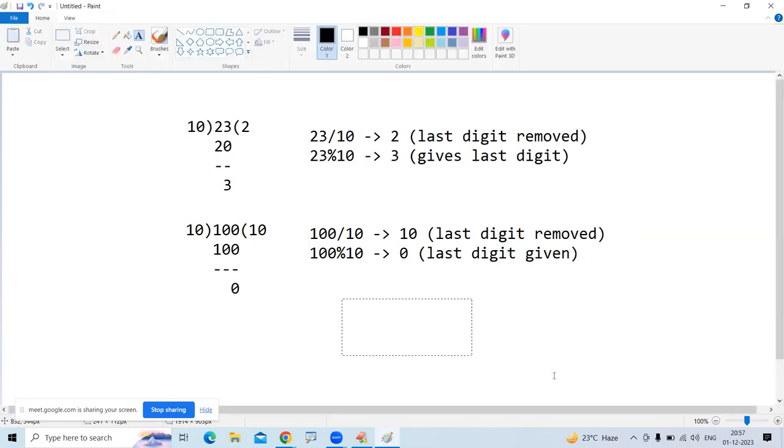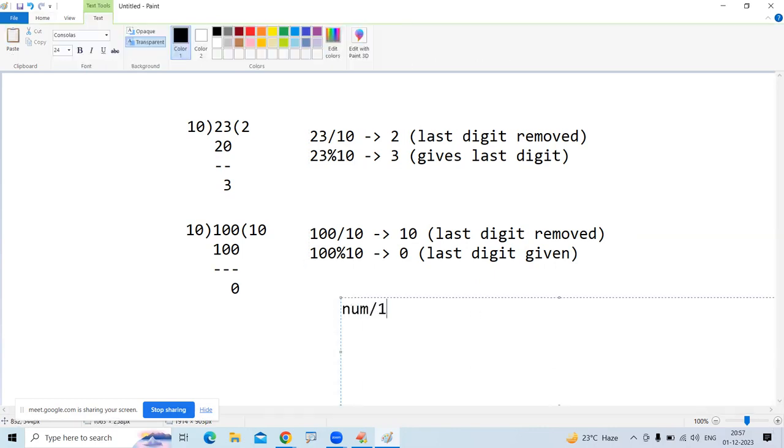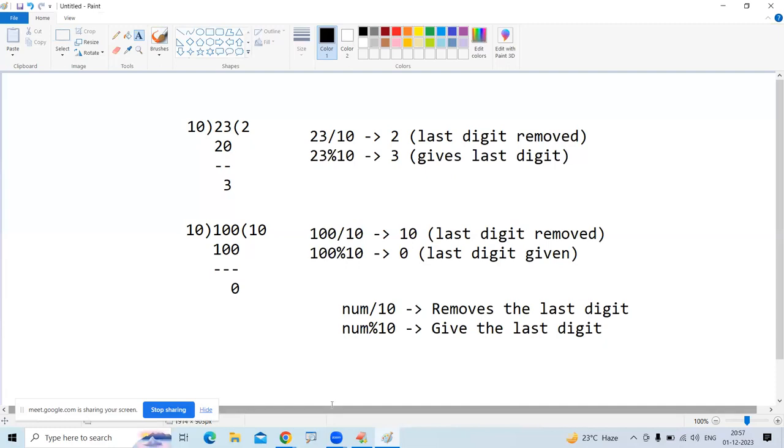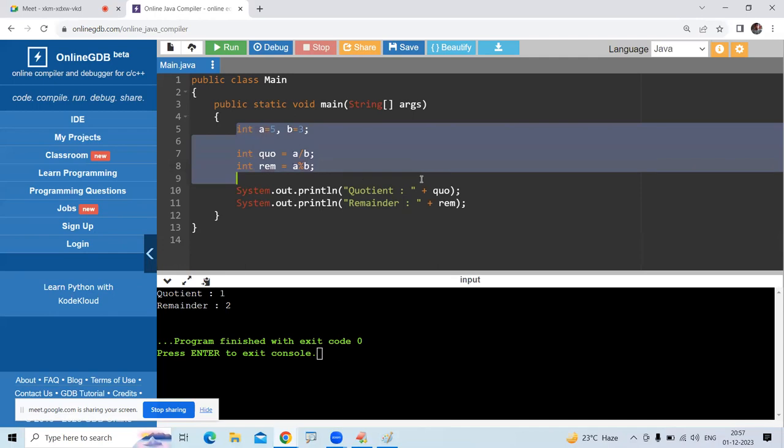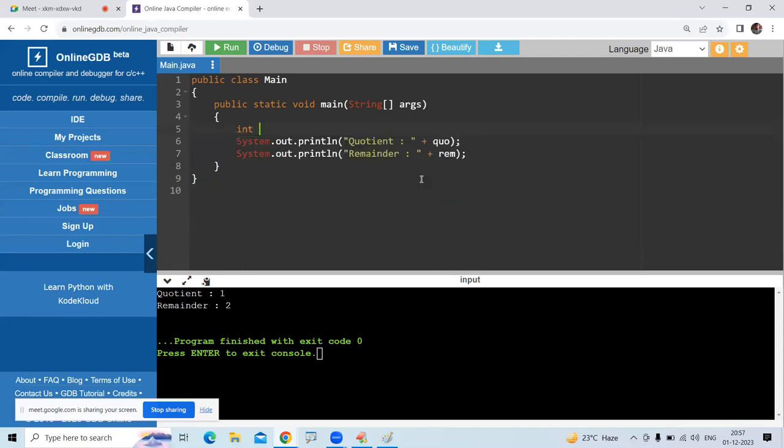So any number you divide by 10, it removes the last digit. Any number mod 10 will give the last digit. Now these two we are applying and writing the code. A simple code again. Suppose I am taking the number int n equals 365. I'm just writing 365 by 10, checking the value.